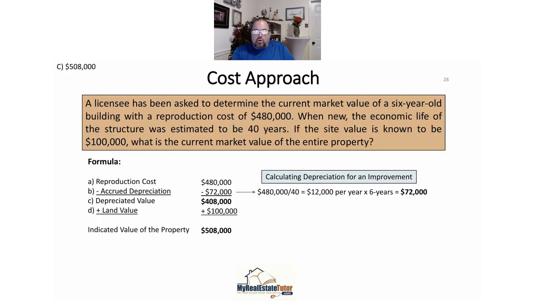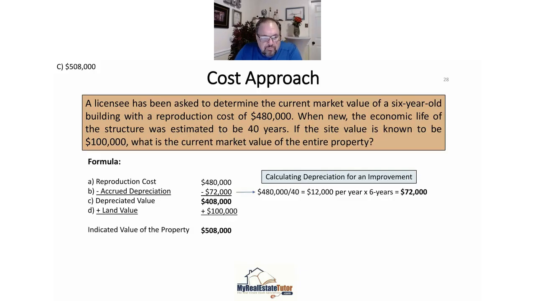So the problem is in orange, right? Licensee B has been asked to determine the current market value of a 6-year-old building. It's got a reproduction cost of $480,000. They give you that. They give you the economic life of 40 years. And they tell you the land value is $100,000. So let's break this down.